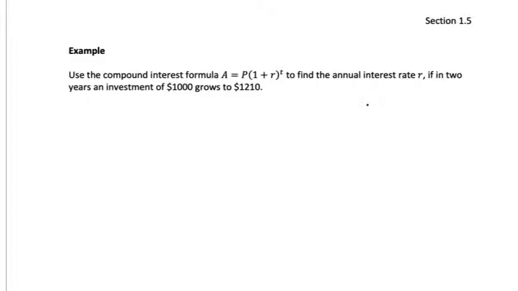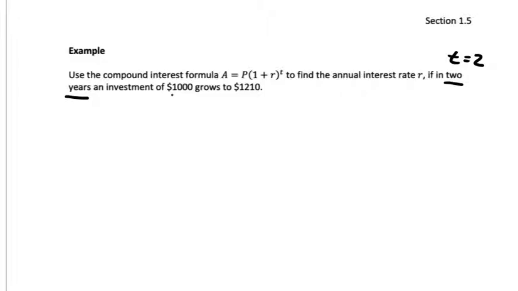We're going to do one last example here of a problem that you're going to see in the homework. It says to use the compound interest formula, A equals P times 1 plus R to the T power, to find the annual interest rate if in 2 years an investment of $1,000 grows to $1,210. So what I need to do first here is identify what my variables are. So 2 years is going to be the time. So T is going to equal 2.